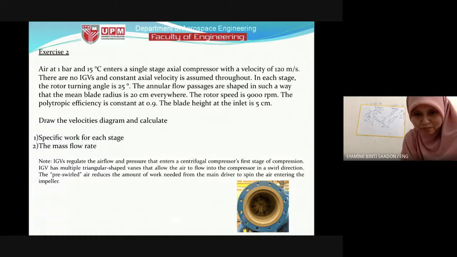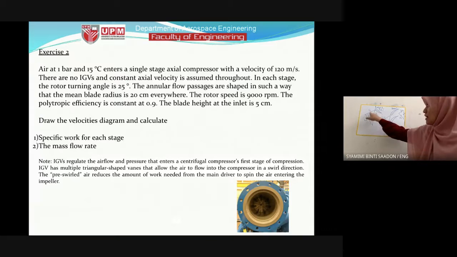So I put a figure. This is the IGV. The function of the IGV is to regulate the airflow and pressure, because we want to minimize the work at the first stage of compression. The IGV has multiple triangular shaped vanes that allow the air to flow into the compressor in a swirl direction. So if we have IGV, the absolute velocity entering the axial compressor has a bit of an angle that we characterize as alpha.